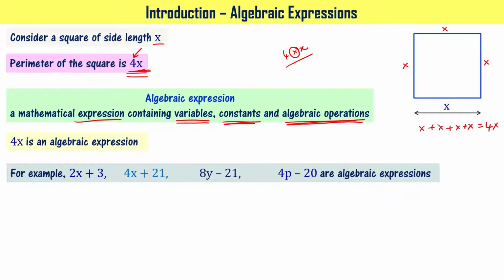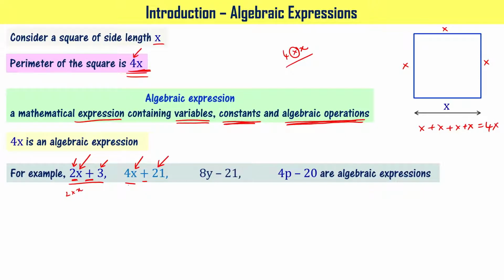Another set of expressions you can write. For example, 2x plus 3 is an algebraic expression. The reason is you have x as the variable, 3 and 2 as the constants, and a plus sign here, which means you are doing an addition operation. Here you are doing multiplication, that is 2 times x. Similarly, this is 4 times x. x is the variable here, right? And addition is there, multiplication is there, and constants are there, right?